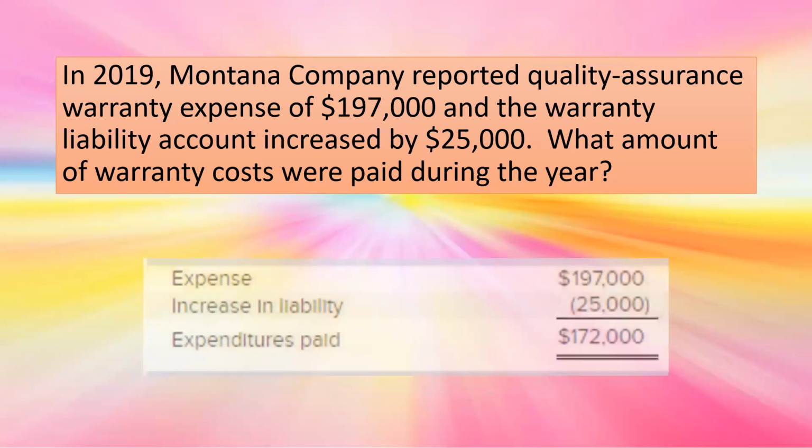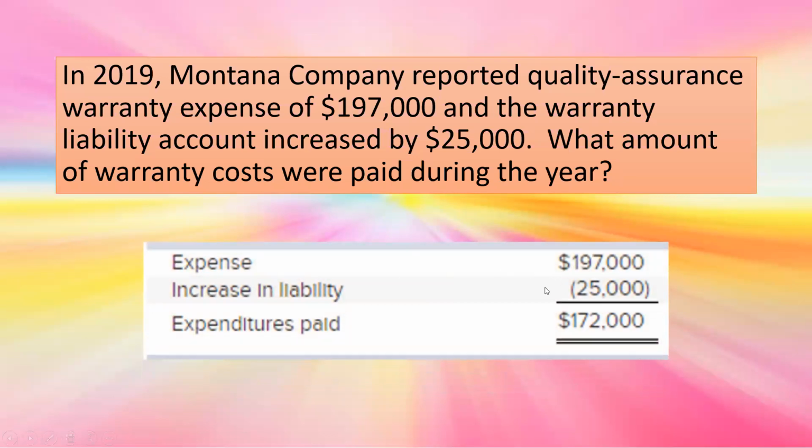Okay, so all we're going to have to do here is take our warranty expense and subtract out the amount that the warranty liability account was increased by. So that means our expenditures that we actually paid were $172,000 because part of this expense was the amount that was put into the liability account. So they didn't actually pay those out to the customers yet. They're just putting it on reserve because they expect, due to past experience, that they're going to have to pay their customers or replace parts or something.